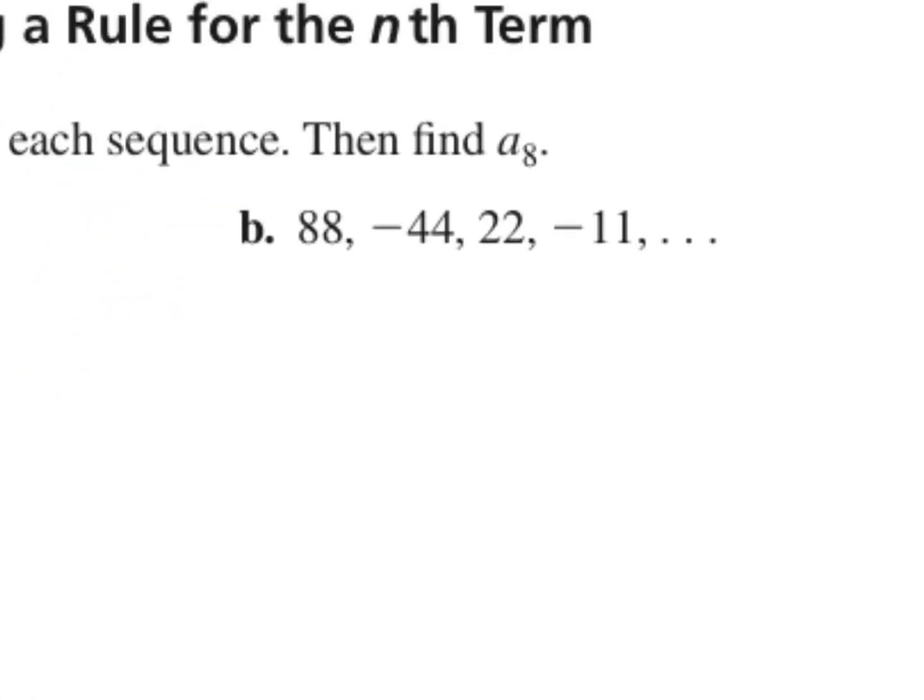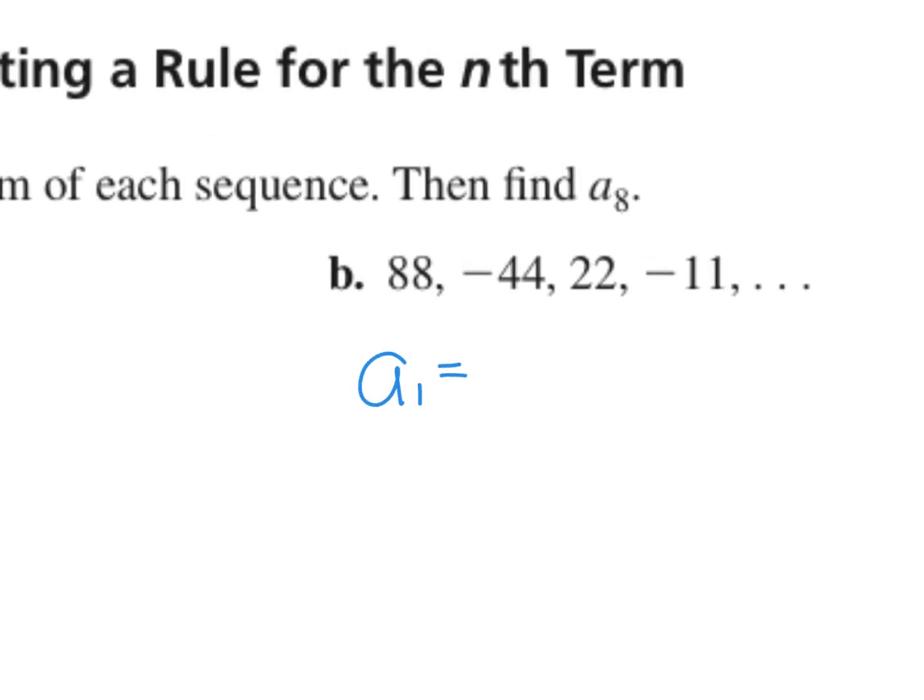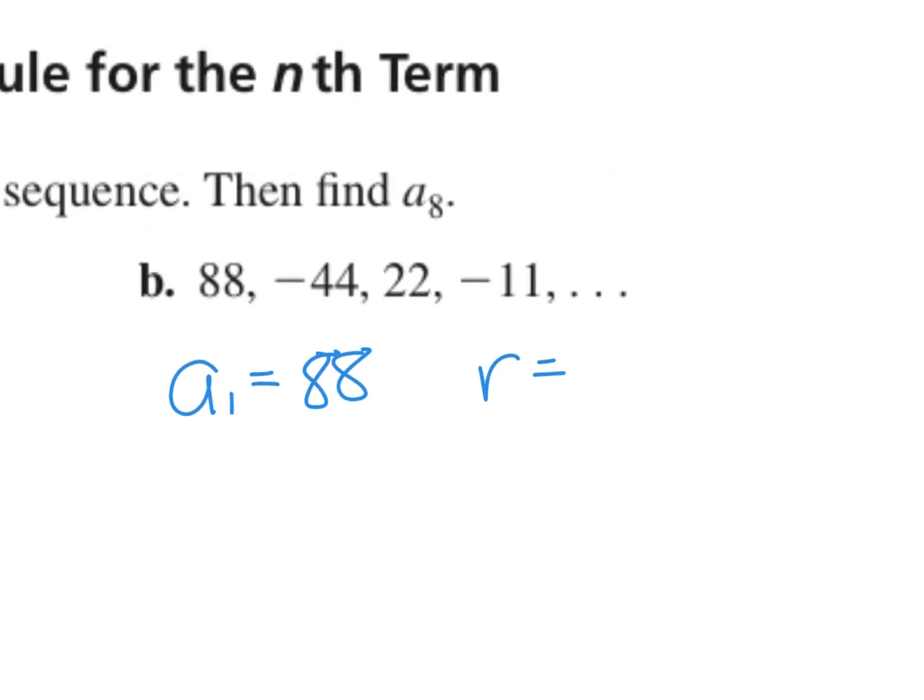All right, let's look at the second one. What do you guys notice? First off, what do you notice? Yep, the signs alternate. So you know your common ratio is going to be what kind of a number? Negative. So I know my first term is what? First term is 88. And I find my common ratio by taking one of my terms. I'm going to take 22, and I'm going to divide it by the one in front of it. So 22 divided by negative 44 is what? It's negative what? Negative 1/2.